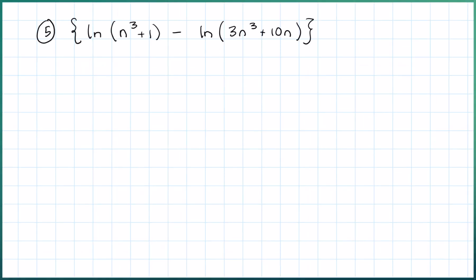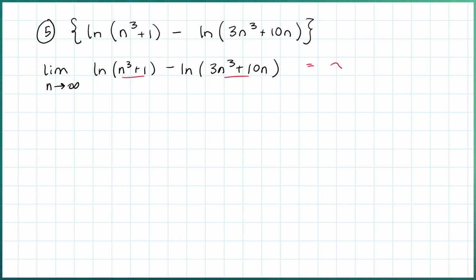Okay. All right, let's take a look at another one to say this is our sequence. So if this is our sequence, we want to take the limit to determine if it converges or diverges. We want to take the limit of the natural log of n cubed plus 1 minus the natural log of 3n cubed plus 10n. And if I take the limit of each of those and let n approach infinity, I get the natural log of infinity, which is infinity, minus the natural log of another infinity, which is infinity. And this is an indeterminate form.